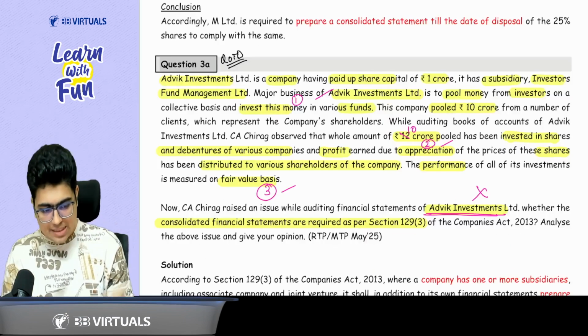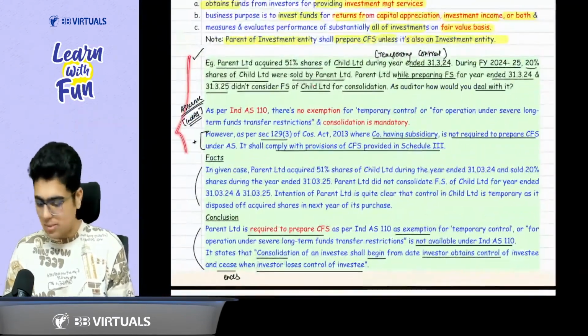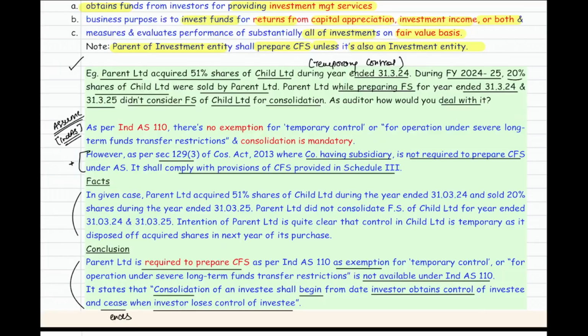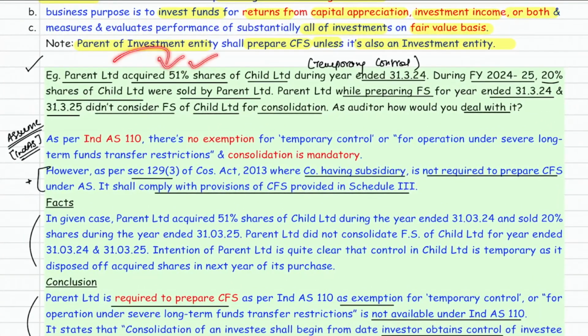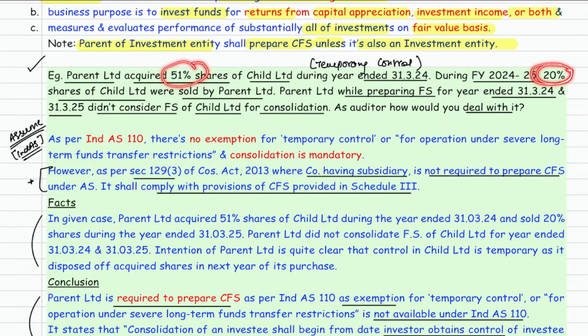Now everyone, please come to your notes, and let's discuss this example given in the material. Sir, what does this example say? Everyone see with me. Parent Limited acquired 51% shares of Child Limited during the year ended 31st March 24. Now in the next year, 20% shares were sold. So if out of 51%, 20% is sold, can I say control is gone? Yes, sir, control is gone. So for the years ended 31st March 24 and 31st March 25, it did not consider the financial statements of Child Limited for consolidation.